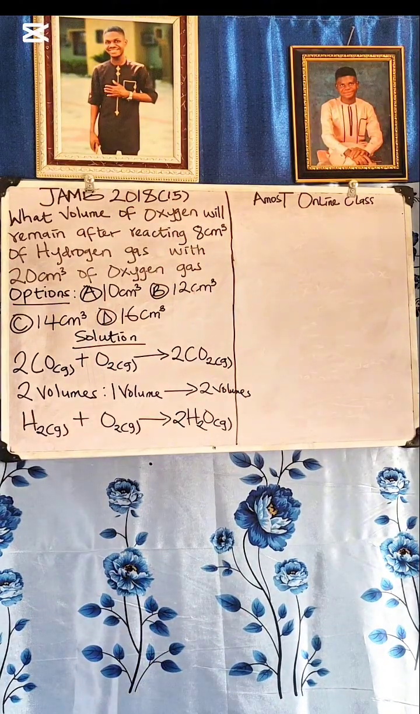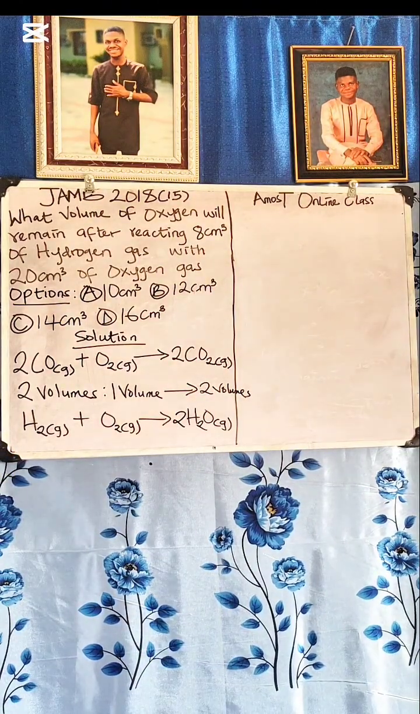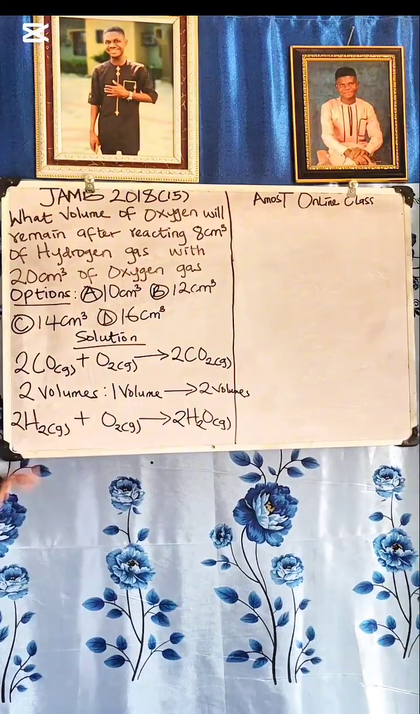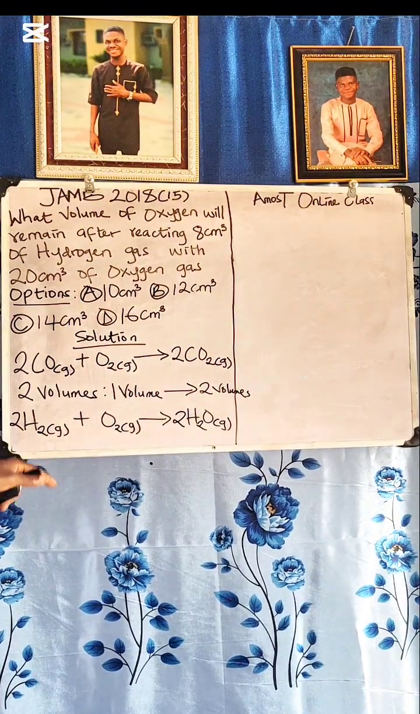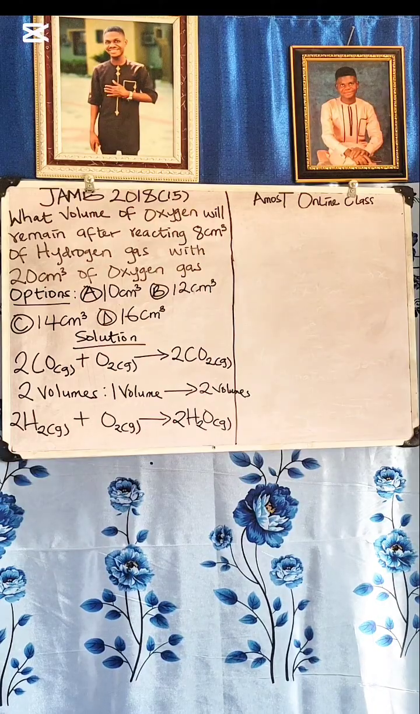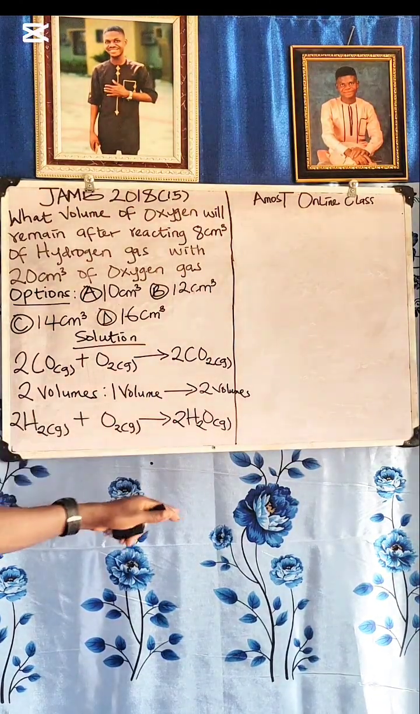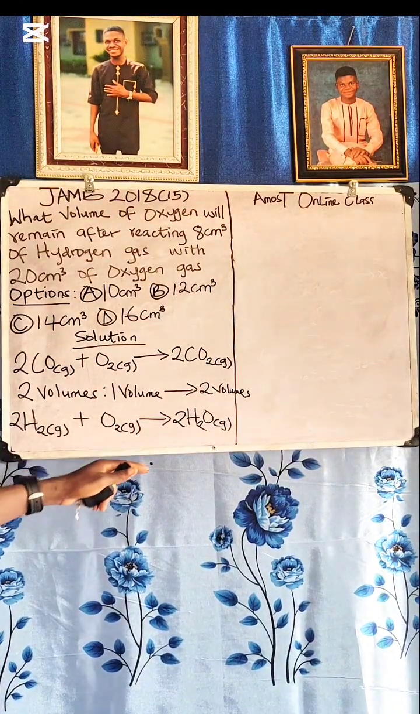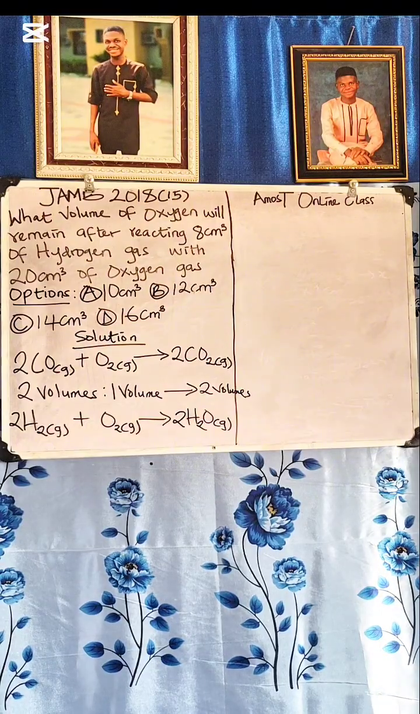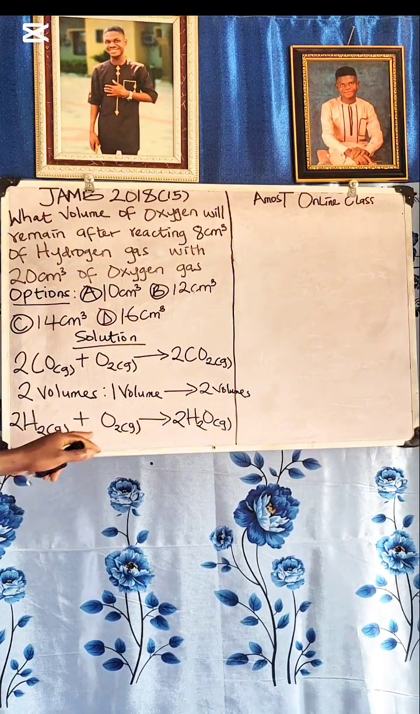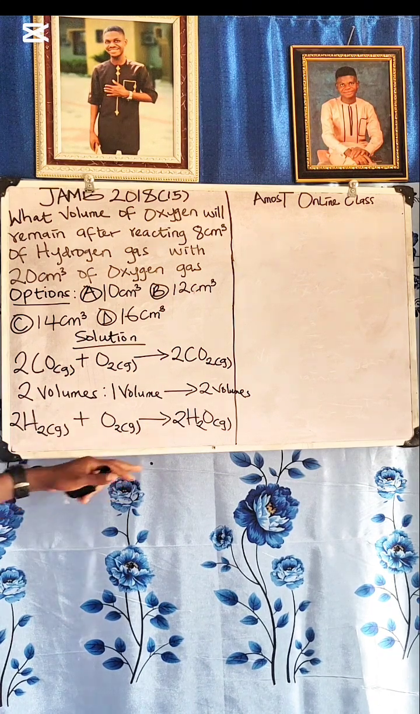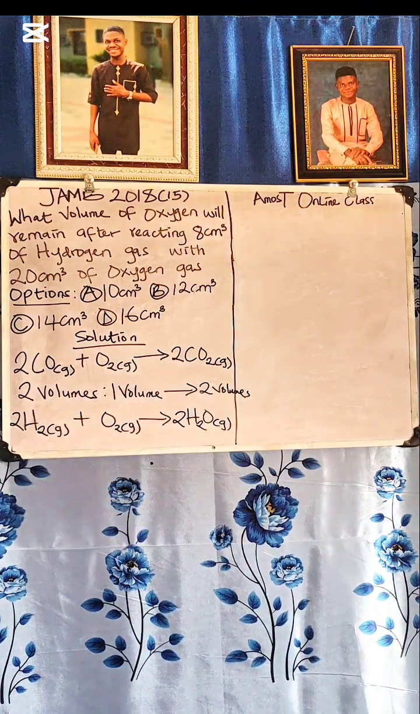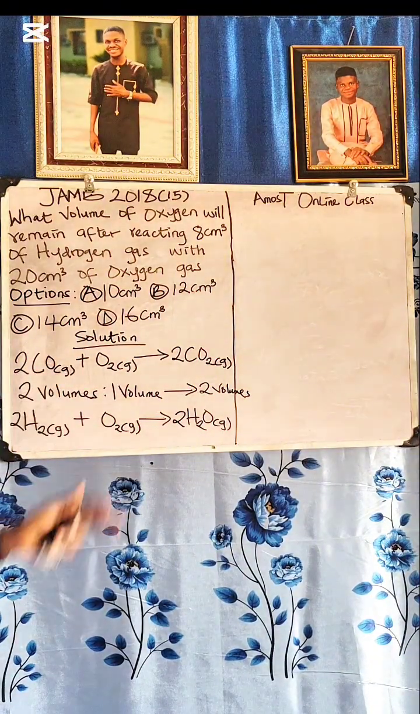And how do we do that? We're going to introduce 2 here. So from the reactant side we have 2 times 2, which is 4 atoms of hydrogen, and of course 4 atoms of hydrogen from the product side. So hydrogen on both the reactant and product side are balanced, and oxygen atoms on both sides are also properly balanced. So this is the balanced chemical equation representing the reaction between hydrogen gas and oxygen gas.